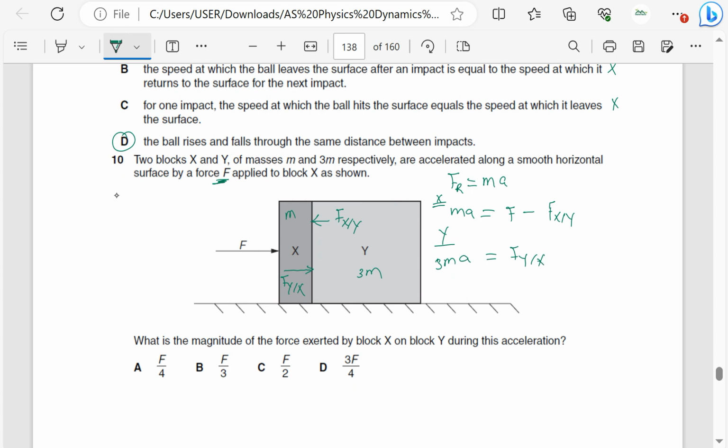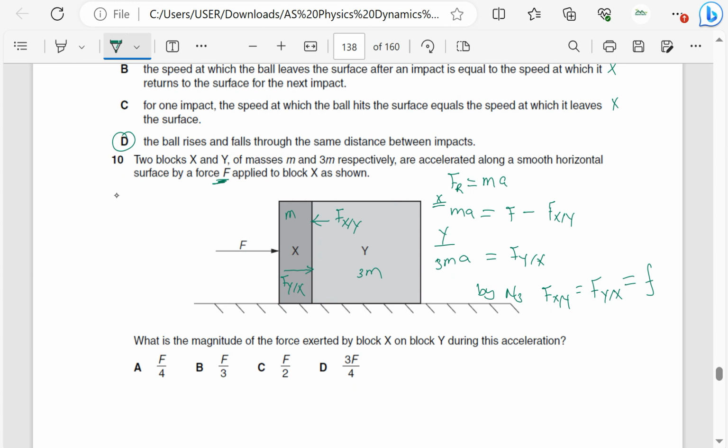But I also want you to remember that by Newton's third law, F on X due to Y is the same as F on Y due to X. So they are the same, and I'll just call this one small letter f. Okay, so I'm going to combine the two equations, but remember these ones are equal but opposite. So I now have, what is the magnitude of the force exerted by block X on block Y during this acceleration.